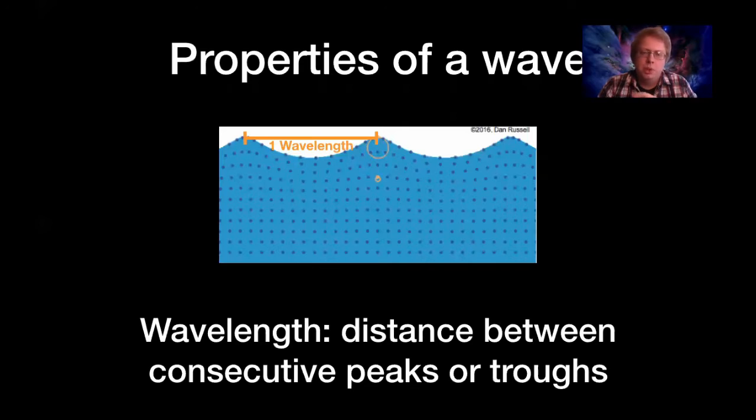Another property of a wave that's really important is the wavelength. This is just the distance between two consecutive peaks or two consecutive troughs on this wave. This will come in handy later on when we talk about the colors of light.